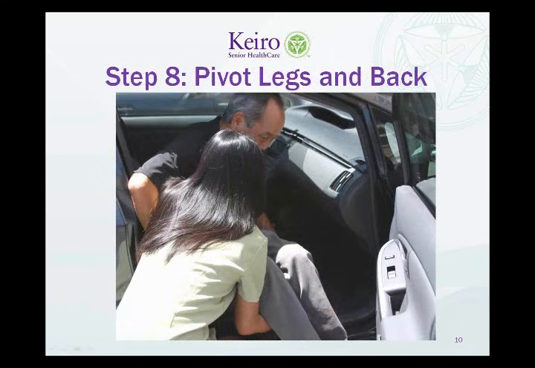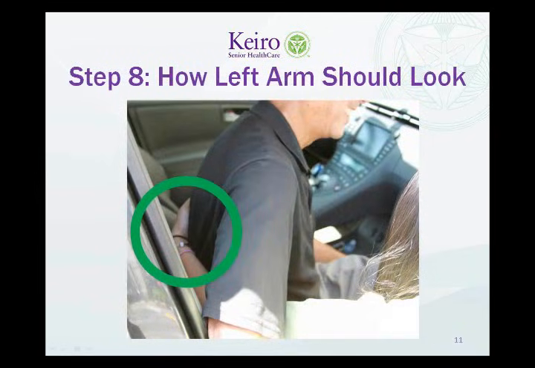Step 8. Once the care recipient is seated, adjust your right arm positioning. Place your right arm underneath both of their legs while keeping your left arm in the same position as before. Swing the care recipient's legs into the car using your right arm while supporting their back using your left arm and hand. This is a picture of how your left arm and hand should be placed when you are pivoting the person's back and feet into the passenger seat area.